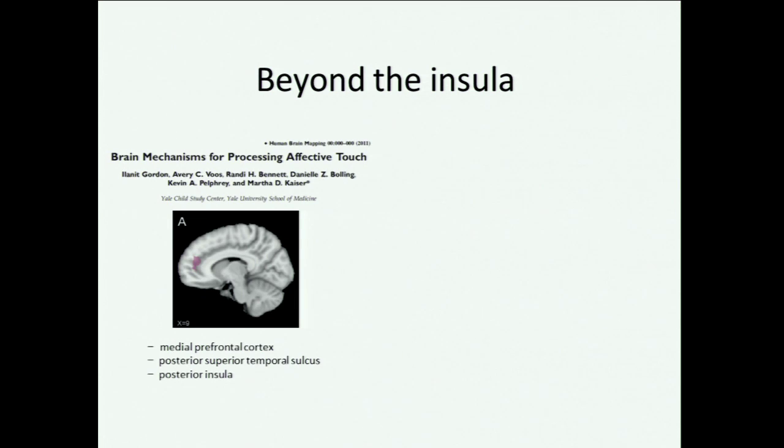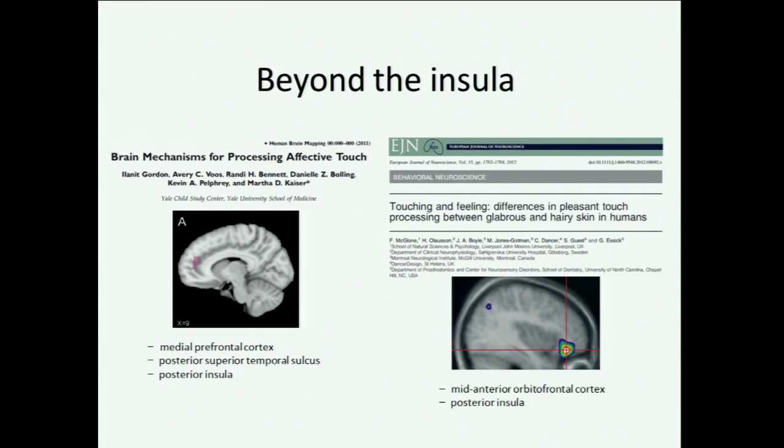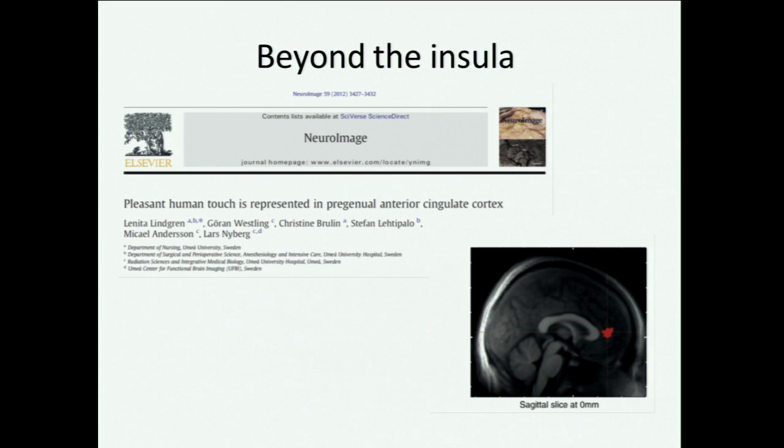And other groups have studied C-tactile targeted processing in healthy subjects, and the group with Kevin Pelphrey and Martha Kaiser at Yale have found CT-related activation of the prefrontal cortex and the superior temporal sulcus. We have done a PET study where we found robust activation of the orbital frontal cortex to CT-targeted touch. Another group in Umeå, Sweden, have found activation of the pregenual ACC in response to CT-targeted brushing.